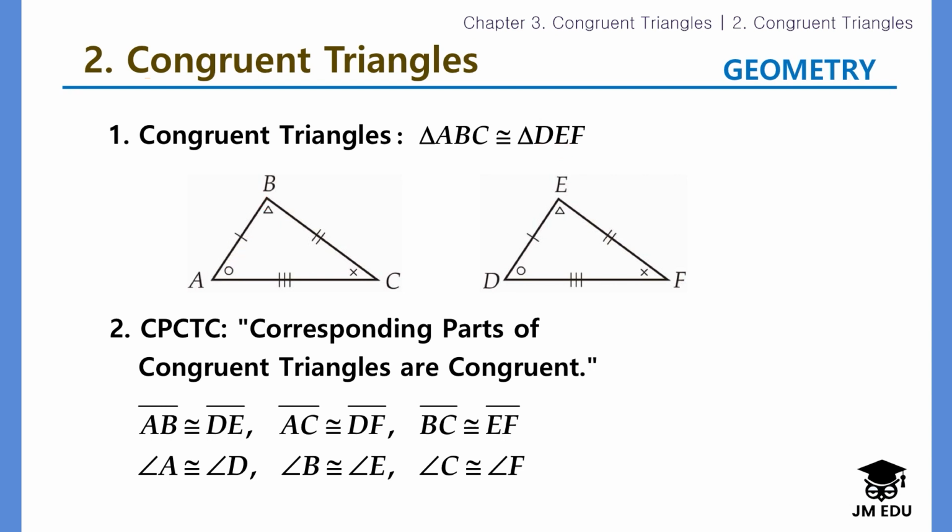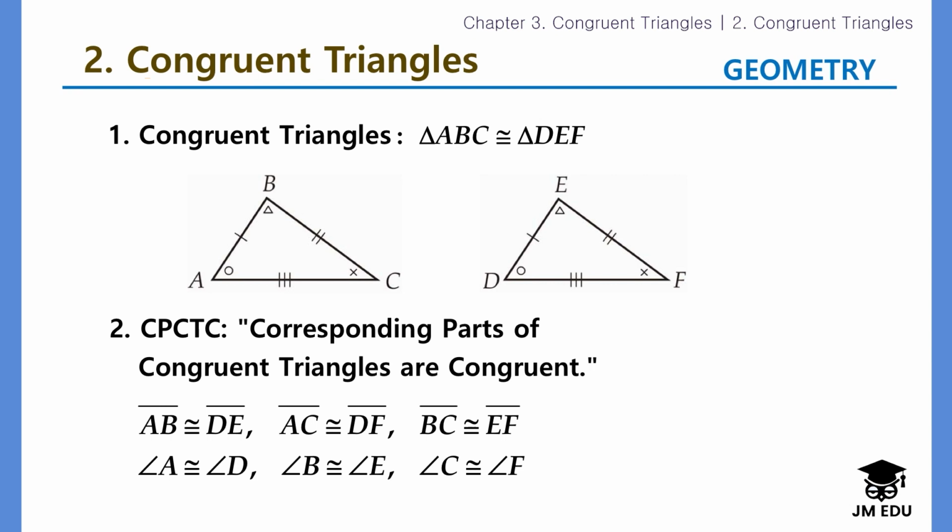This side is equal to this. Side BC is equal to side EF. Also side AC is equal to side DF. Okay? Conversely, we can say that if all pairs of corresponding sides and angles of two triangles are equal, then we can conclude that the two triangles are congruent.